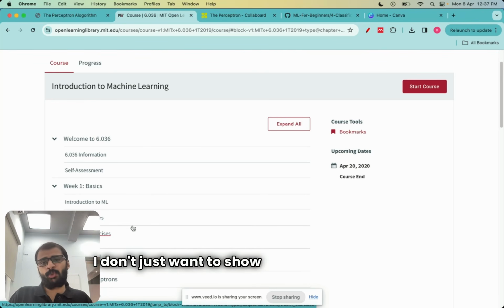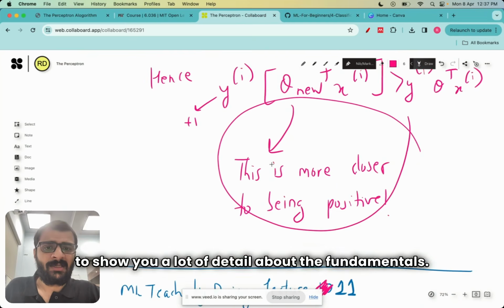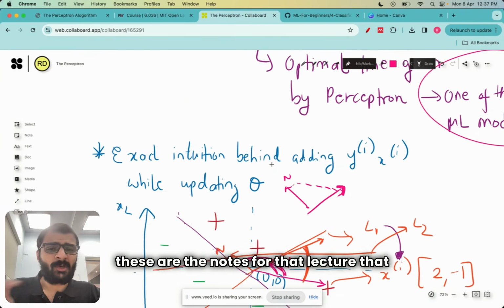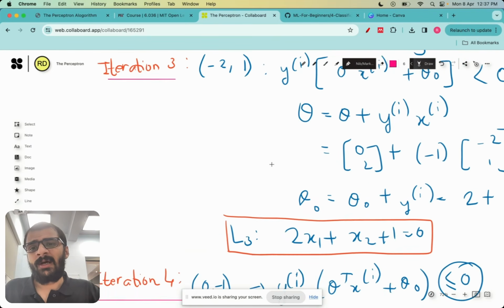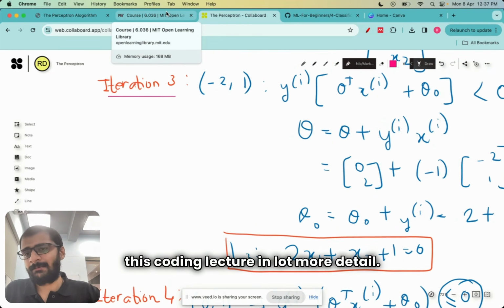I don't just want to show you the codes. I want to show you a lot of detail about the fundamentals. That's why the previous lecture on the perceptron, these are the notes for that lecture, was 1 hour, 10 minutes long. And it was meant so that you understand this coding lecture in a lot more detail.